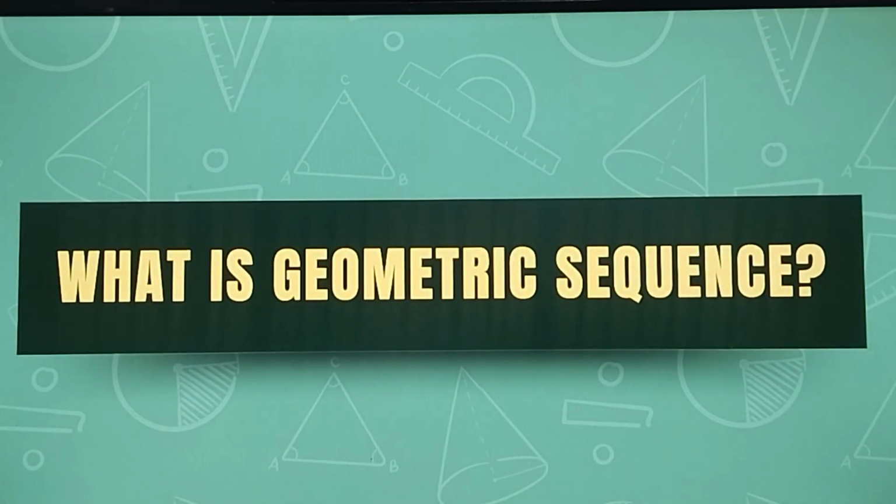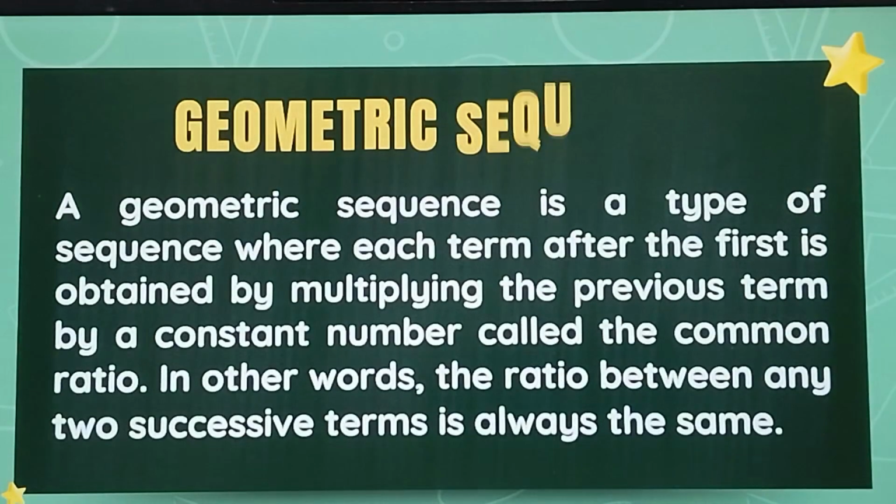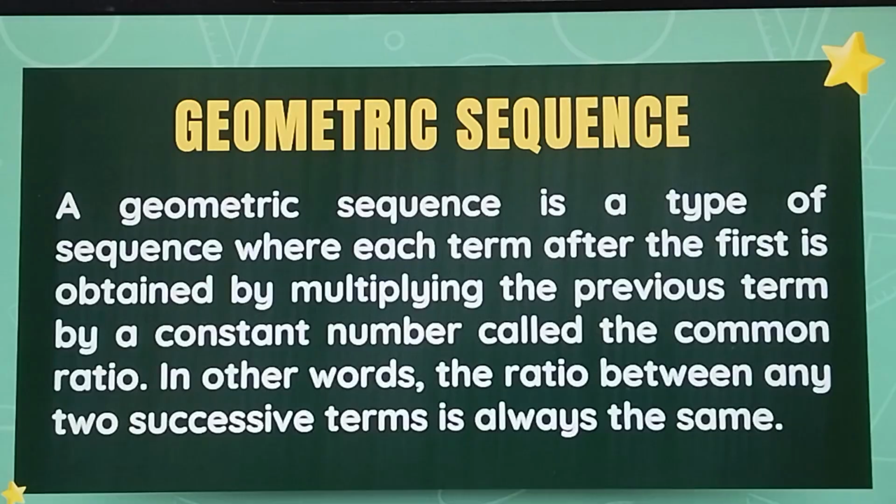Does anybody know what a geometric sequence is? We can recall it from our topic in 10th grade. A geometric sequence is a type of sequence where each term after the first is obtained by multiplying the previous term by a constant number called the common ratio. In other words, the ratio between any two successive terms is always the same.